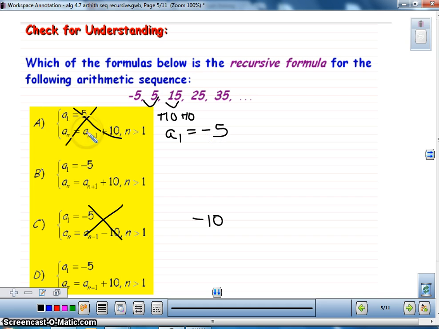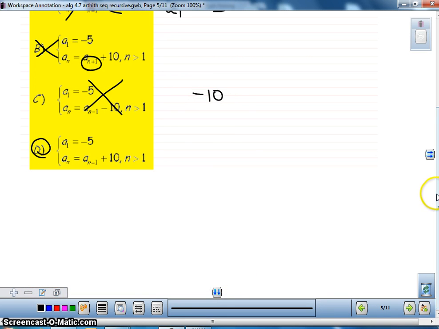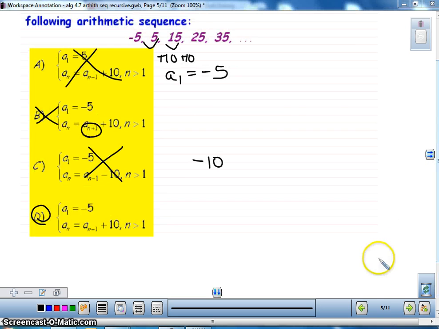This one had 5. So now we're taking a look, and we want to say, oh, a_(n+1) or a_(n-1). Well, this cannot happen. So it can't be B, and our answer should be choice D, as you are looking at that, the recursive formula for that one.